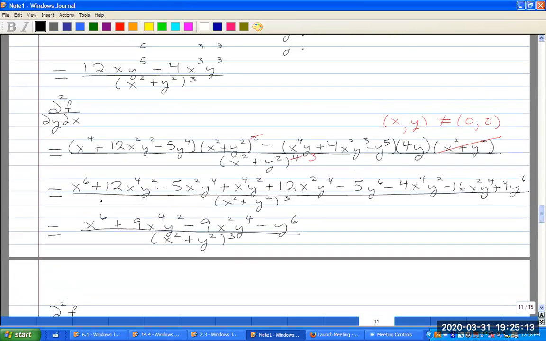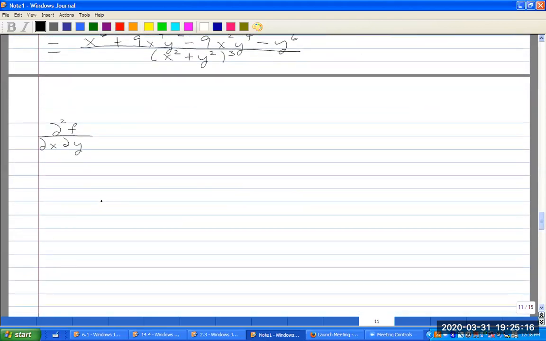Okay, so I want x, y. Now I'm going to take the partial derivative with respect to x of the partial derivative with respect to y. Okay, so let's do that. So let's take the derivative of the numerator, 5x to the 4th minus 12x squared y squared minus y to the 4th times the denominator, x squared plus y squared.